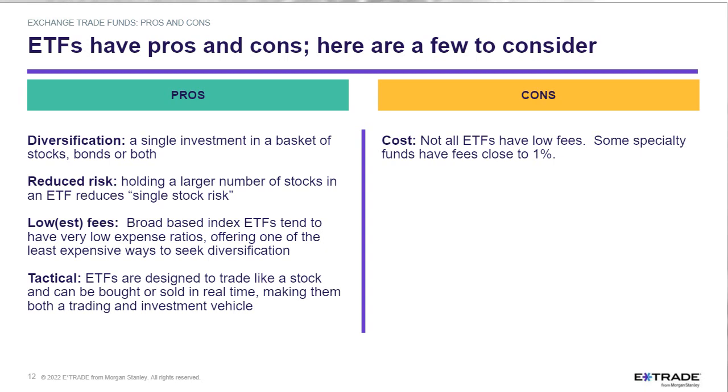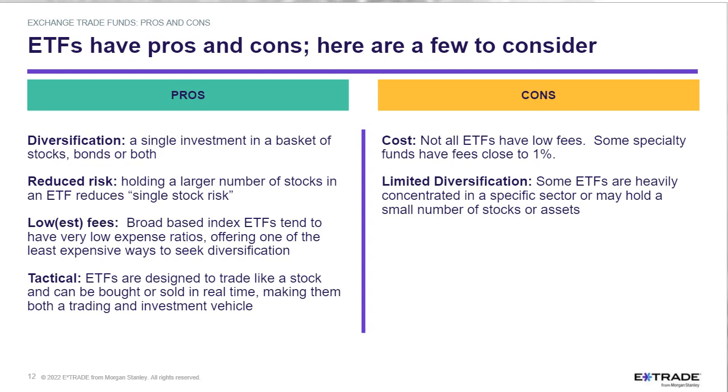So let's talk about some of the downsides. Well, ETFs, not all of them have low fees. Some of these specialty funds have fees that are getting up to 1%. But most of them are very low, like a 0.2%. One of them out there that's an index fund is 0.09. That's what, 90 cents on every $1,000? So fees are important, but ETFs tend to have lower fees than mutual funds.